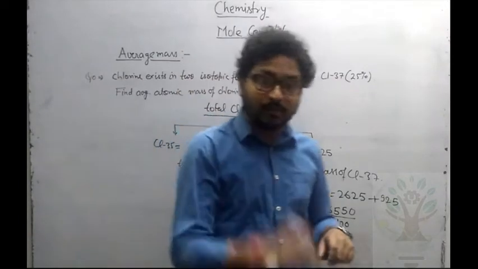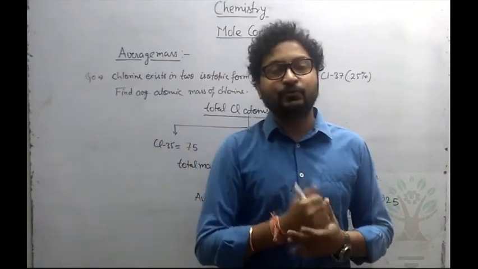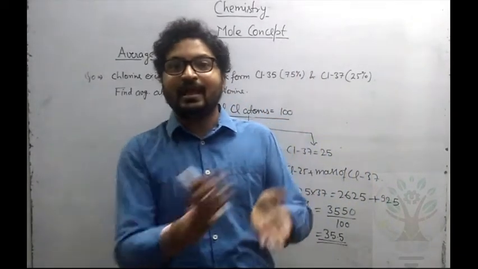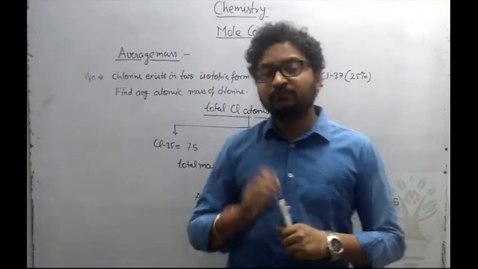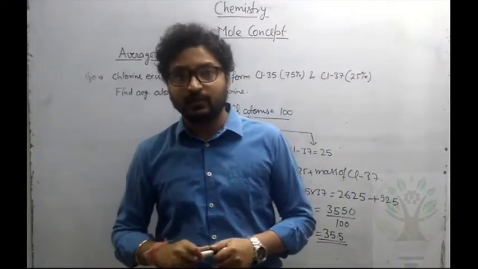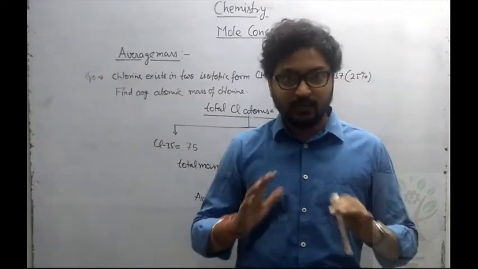But what you are getting as atomic mass of chlorine? 35.5. You know this, you remember this. Did you ever think about this? How can number of neutrons and protons total 35.5? It is impossible. That means whatever 35.5 we are studying about chlorine, it is nothing but the average atomic mass of chlorine. Are you getting this thing?